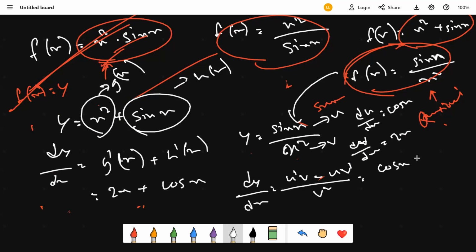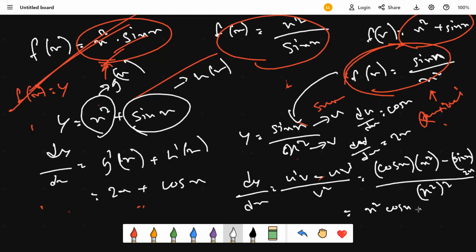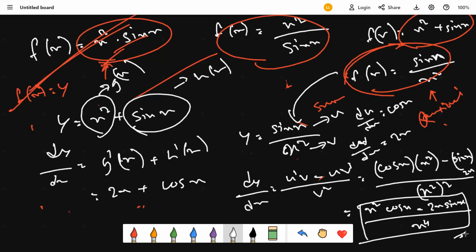So cos x times our v, which was x square, minus u, which is given as sine x, multiplied with 2x, which is our v prime, divided by v square. v square is x square whole square, because our v is x square. So our final result is x square cos x minus 2x sine x, divided by x to the power 4. Okay, that's our final result.